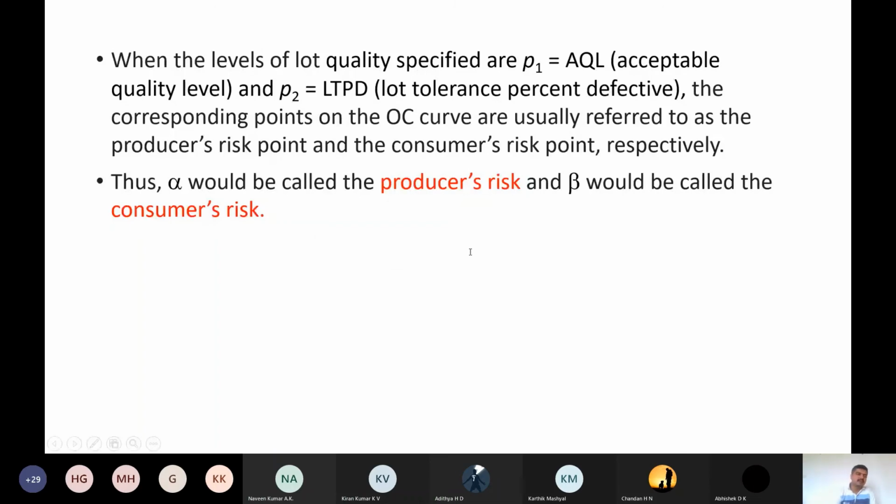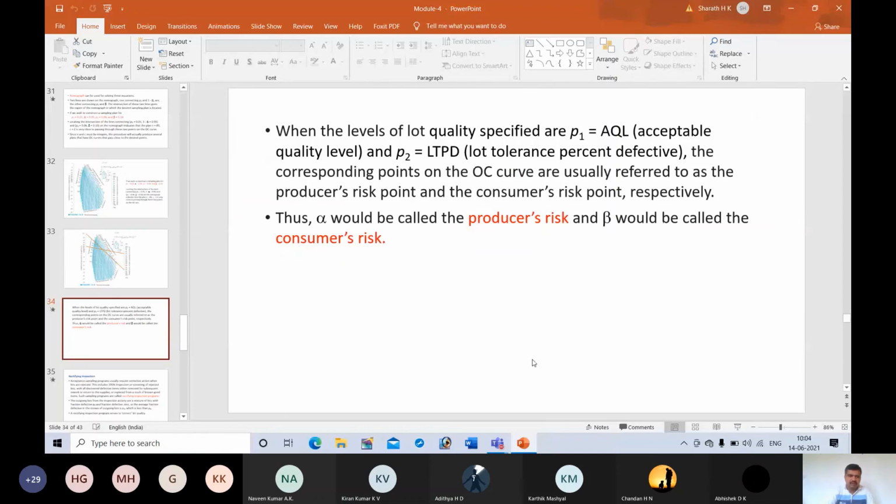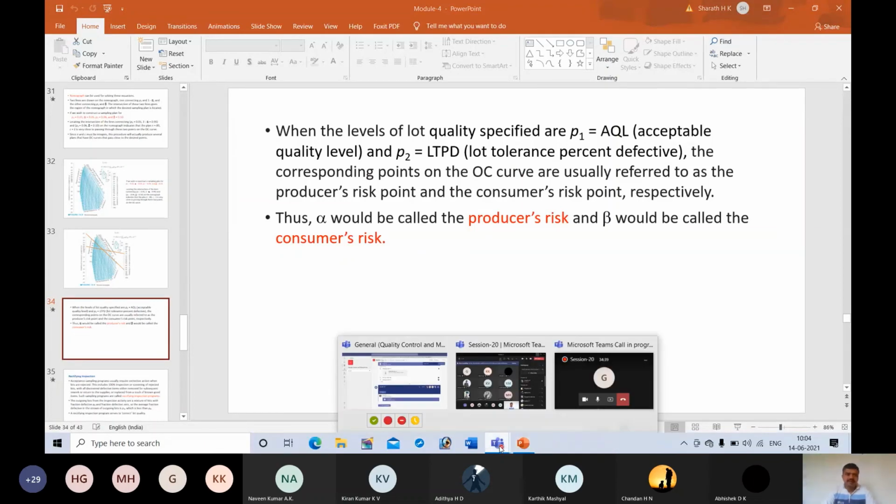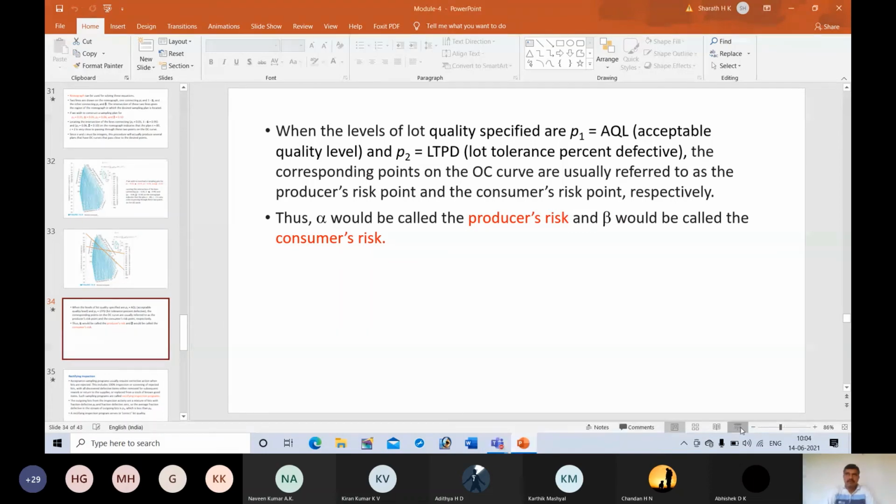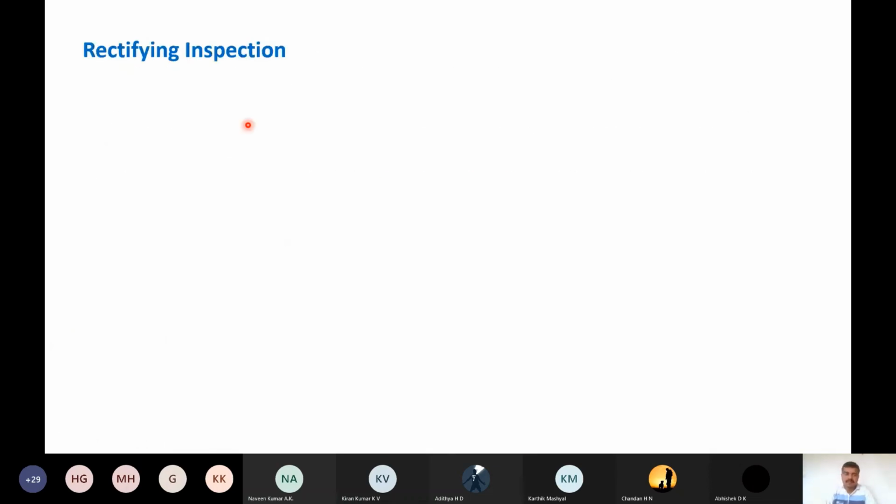Next, rectifying inspection. This is one more topic. Already we discussed based on probability of acceptance. Suppose the probability of acceptance is 0.95. The meaning of that is out of 100 lots, 95 lots will be accepted. The remaining 5 lots will be rejected. Next, this rectifying inspection is about these rejected lots. What will be done for these 5 lots? Whether these 5 lots are completely rejected, then if lots are rejected, what will suppliers do? That is rectifying inspection.